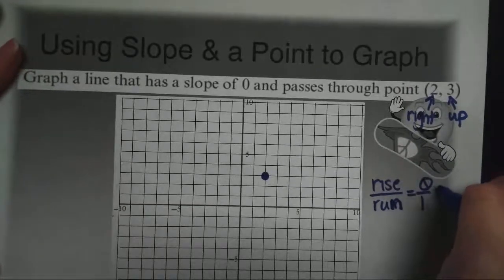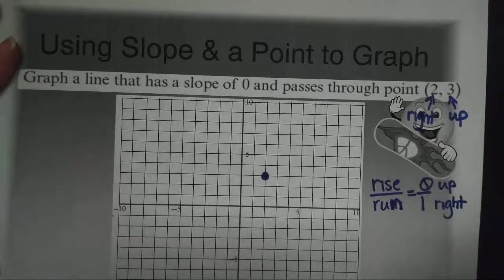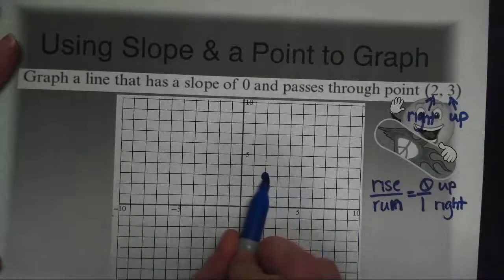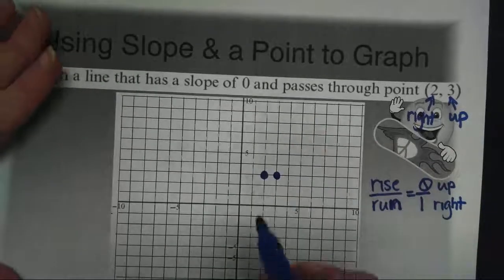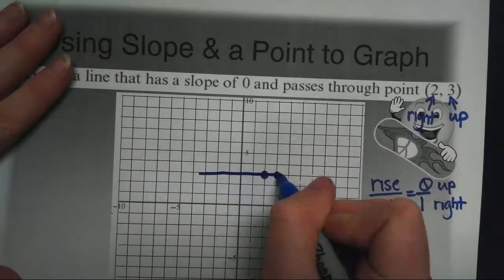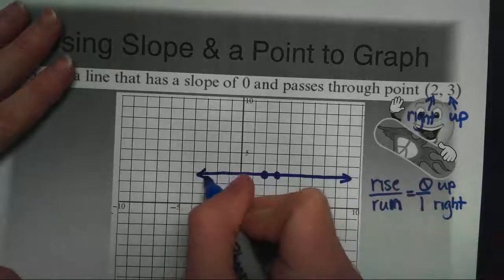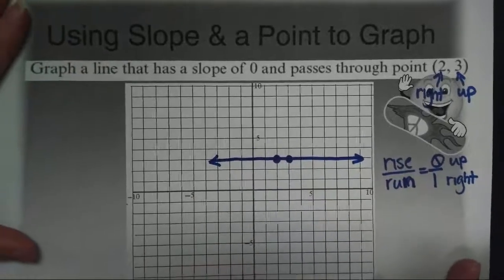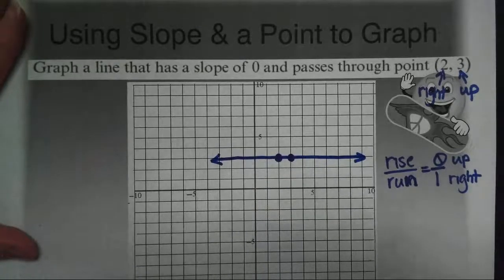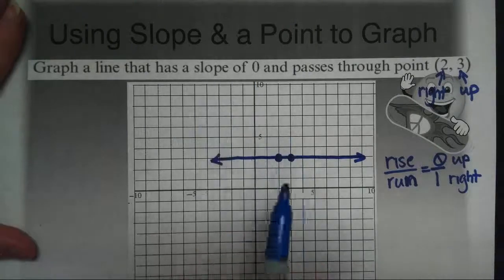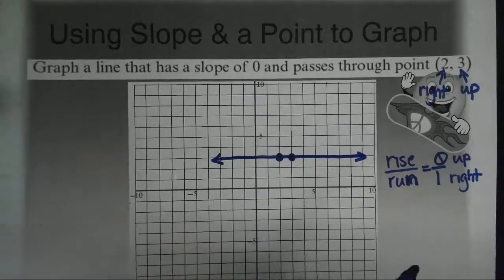So I'm going to rise 0, which means I'm going to go 0 up, and I'm going to run 1, and it's positive 1, so I'm going to go 1 unit to the right. So from my point that I graphed, I'm going to go up 0, which means I'm going to stay right here, and then I'm going to go 1 to the right and draw another point. Now all I have to do is connect those two dots, which creates a horizontal line. You should know from previous lessons that horizontal lines have a slope of 0, because they're not going uphill, they're not going downhill, they're staying flat. So a line that has a slope of 0 should be a horizontal line, and we've graphed that correctly.